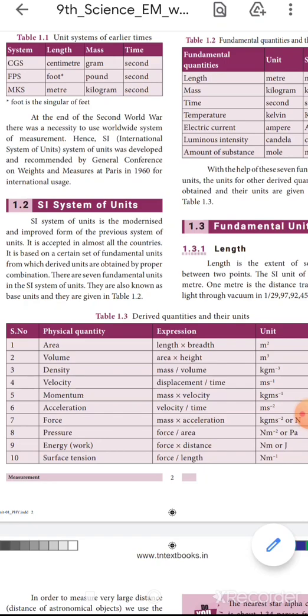So dear students, thoroughly study the physical quantity and expression, unit, everything. Today there is very little topic, so you study this topic. Okay, the fundamental units and the derived quantities, these are very important. Okay dears, then book back questions.